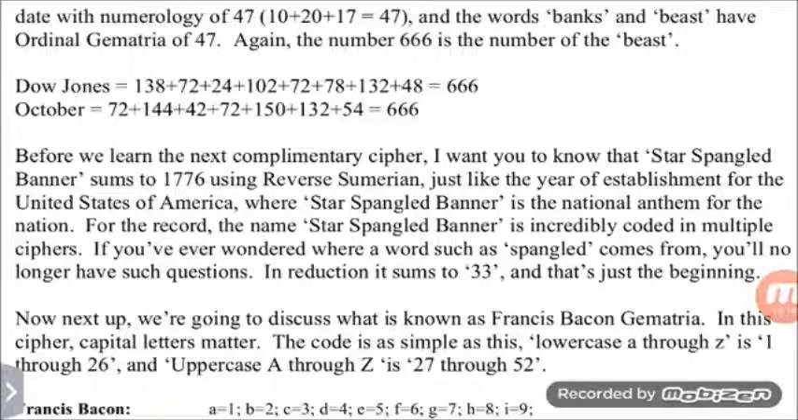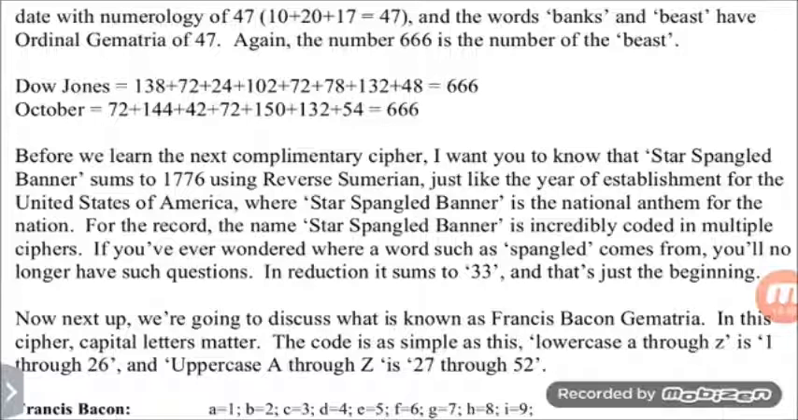Before we learn the next complementary cipher, I want you to know that Star Spangled Banner sums to 1776 using reverse Sumerian, just like the year of establishment for the United States of America, where Star Spangled Banner is the national anthem for the nation.